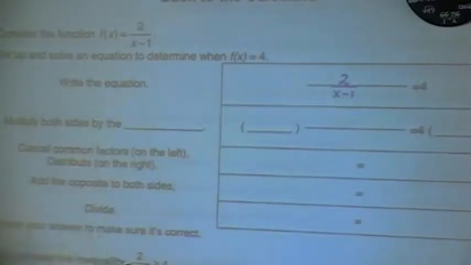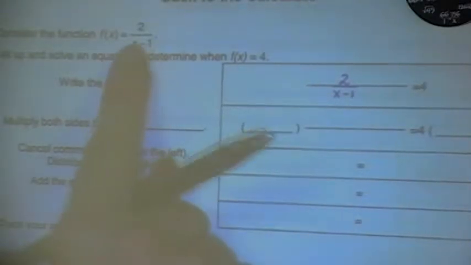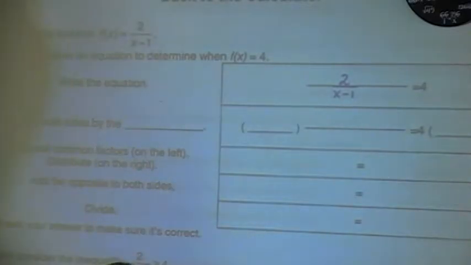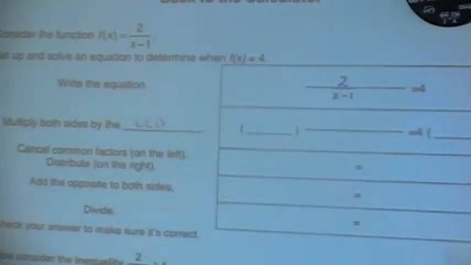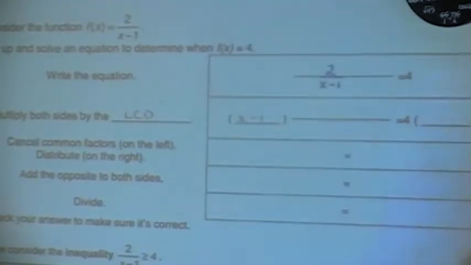We wrote the equation. Now it says multiply both sides by the denominator or the LCD, because it happens to be the LCD in this case. We're clearing the fraction, right? So you can say multiply by the denominator, multiply by, I'm going to say LCD just because it's an abbreviation. Multiply by the LCD, which in this case happens to be x minus 1. So I'm going to multiply both sides of this equation.